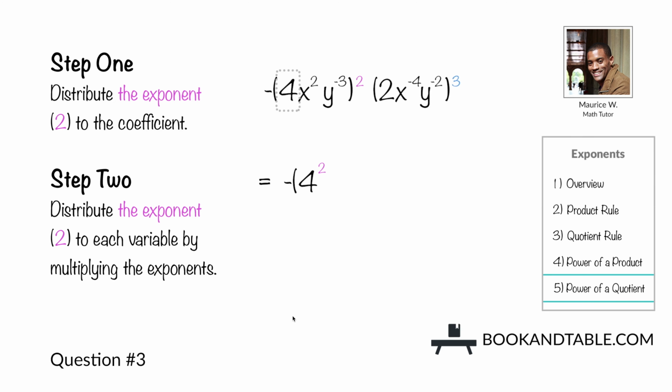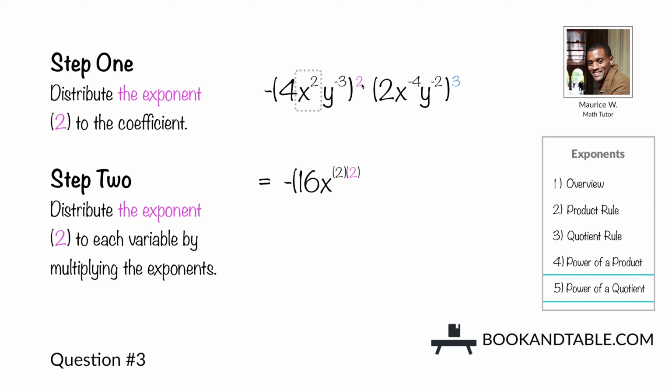And now question number 3. Step 1, distribute the exponent 2 to the coefficient 4. This negative sign is on the outside of the parentheses, so we'll keep it on the outside as we distribute this exponent to each of these terms. So we get 4 squared, which gives us 16.